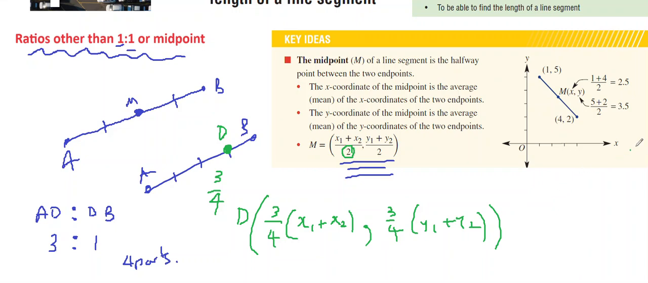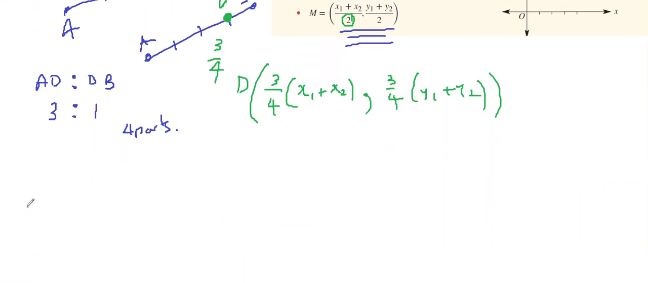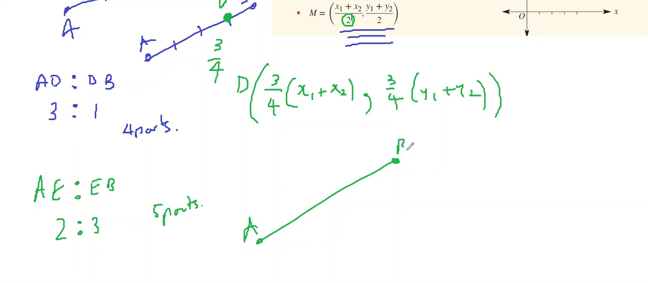All right, so if A through to E and E through to B was 2 to 3, we have 5 parts. And I'm going from A through to B, and I'm going to break this into 5. 1, 2, 3, 4, 5 parts. And E is going to be 2 parts along. So 2 parts here is going to be point E.